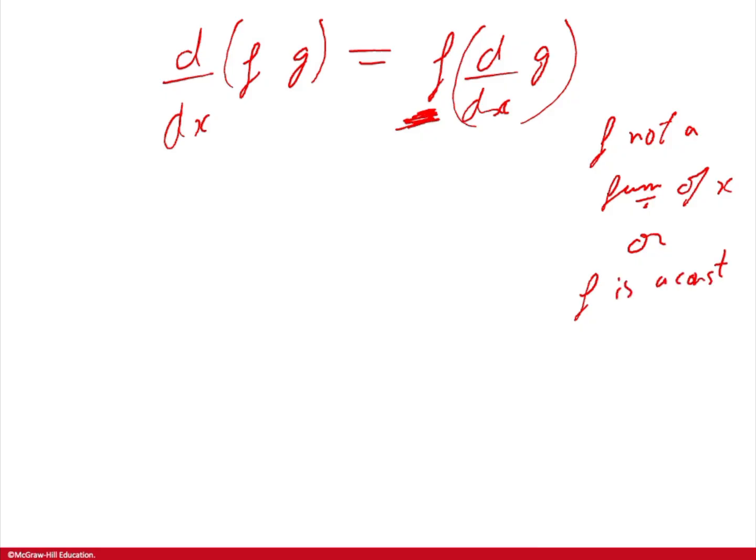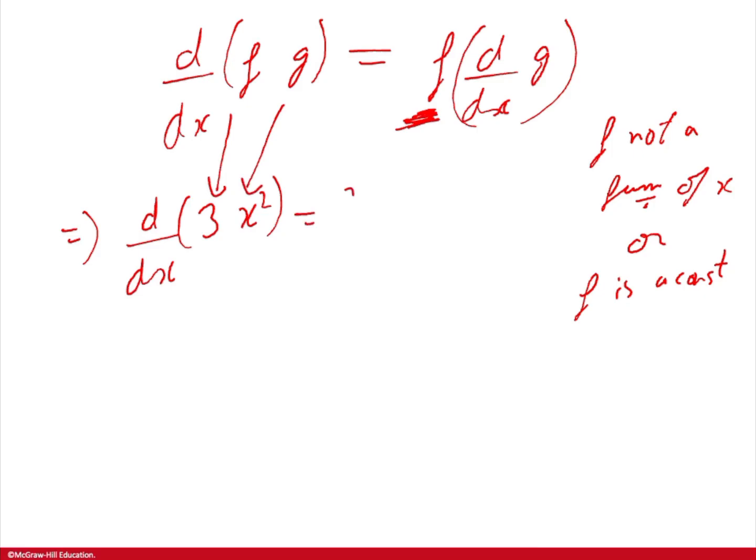So if f is not changing, let's say instead of writing it in terms of random functions, it was d dx of 3 times x squared. So f corresponds to 3, which is a constant, and g is x squared. In this case, you can take 3 outside and just take the derivative of x squared. The reason you can do it is because 3 is a constant and it's not changing. The same thing applies here.